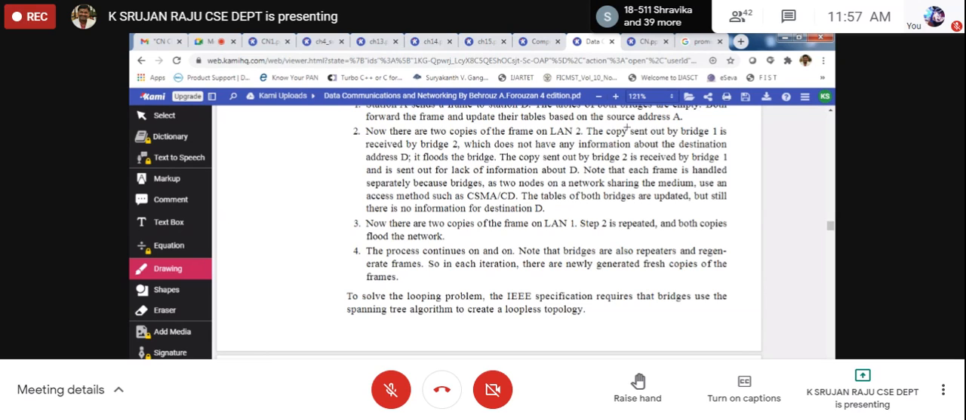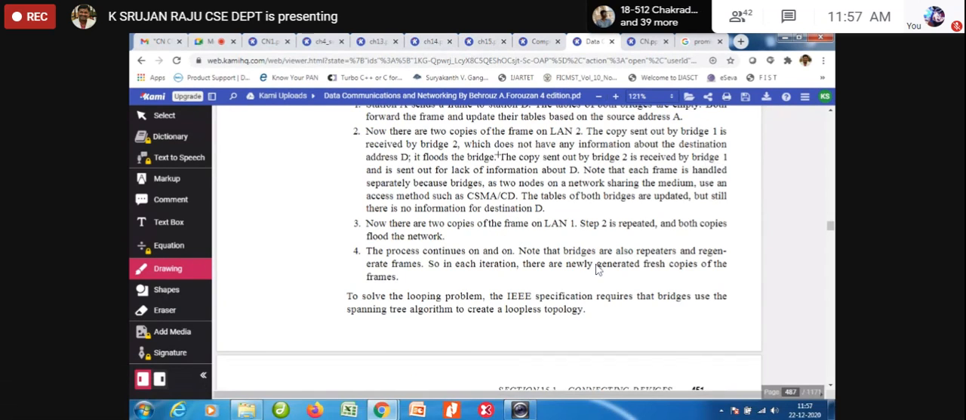Now you see it is received on bridge 1, it is sent on bridge 2, received by bridge 1 again and sent out for lack of information about D. Ultimately a loop is going to be formed, and each one keeps continuously forwarding, so the network is going to be overloaded and we are going to have a collision. In that particular situation we are going to use CSMA/CD. That is the reason, at the starting of the class, I said this Ethernet makes use of CSMA/CD.